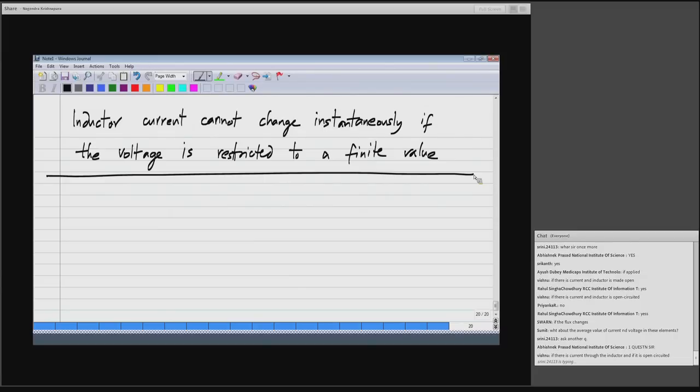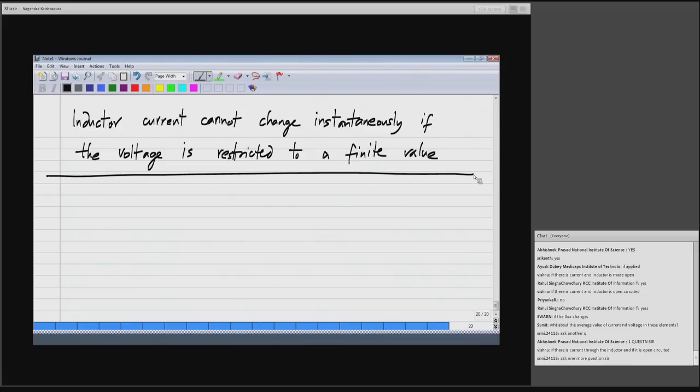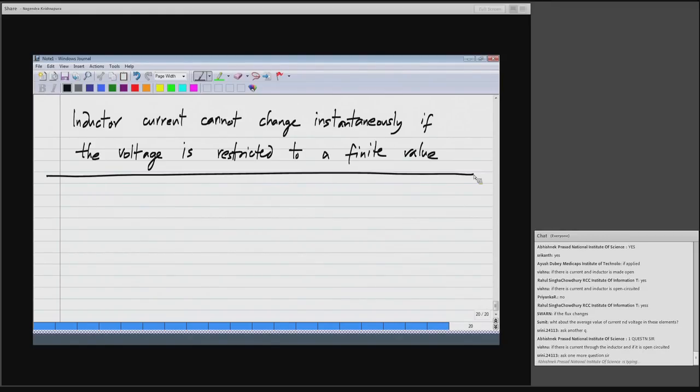Now for us, what is meant by linearity is that if an element obeys superposition, then it is a linear element. And what is superposition? Superposition says that if you have two individual inputs, you will get certain outputs. Now if you combine the inputs and apply them together, the output should be the combination of the individual outputs. That is what is meant by superposition.